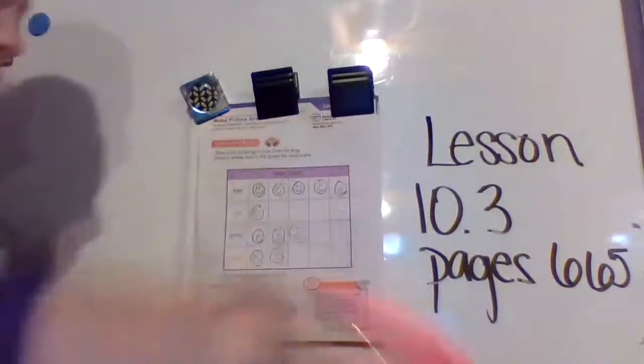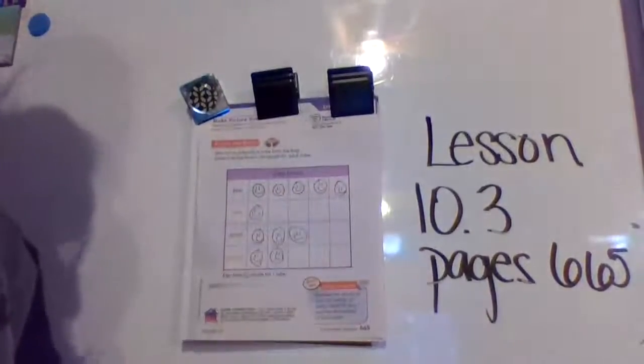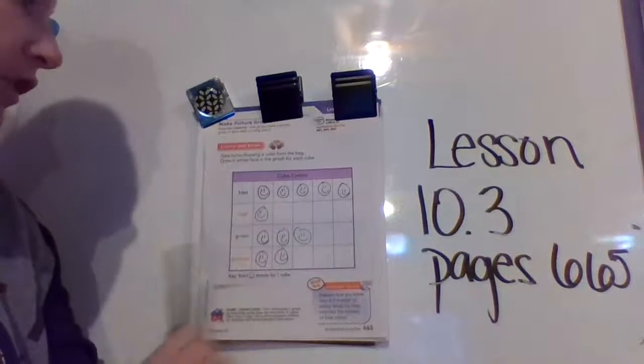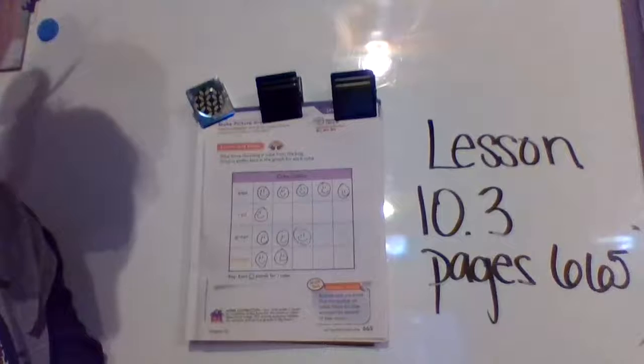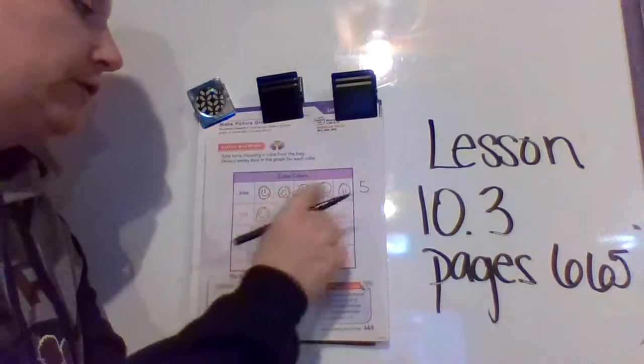Alright, so we made our picture graph. Now, we only drew one smiley face for each cube or marker that we pulled out. So each smiley face stood for one cube. So how many total blues did we pull out? 5. Very good. 1, 2, 3, 4, 5.